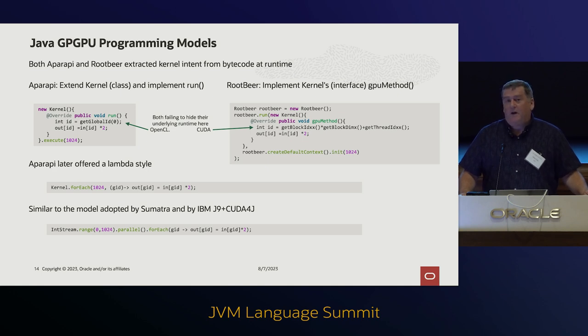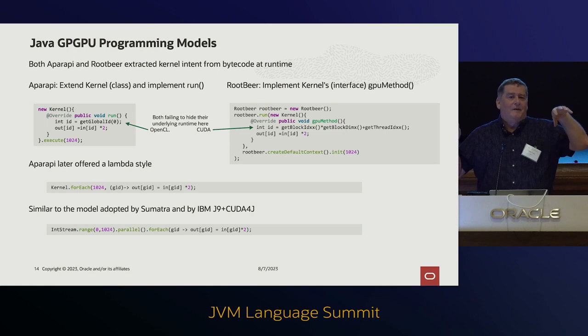And this was a model that we kind of pushed all the way through to Sumatra. When we were running Sumatra, we basically stole the parallel IntStream, and we used the stream of ints that came out of it as our unique IDs for each kernel to execute. So that's how we actually used the stream API.